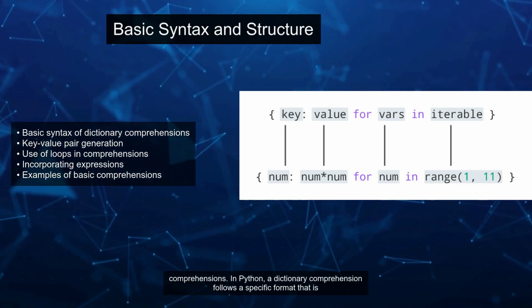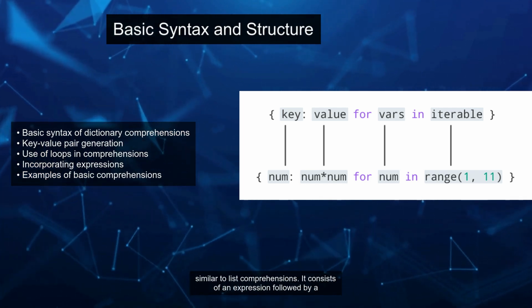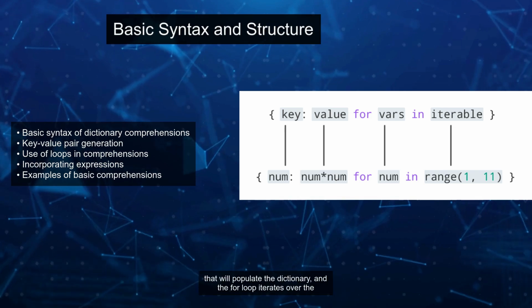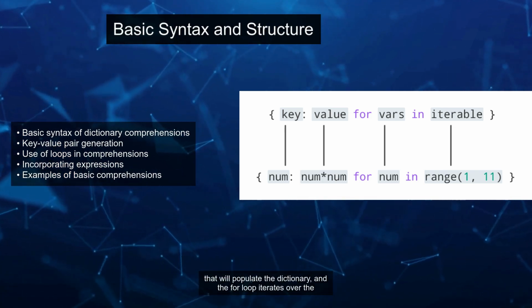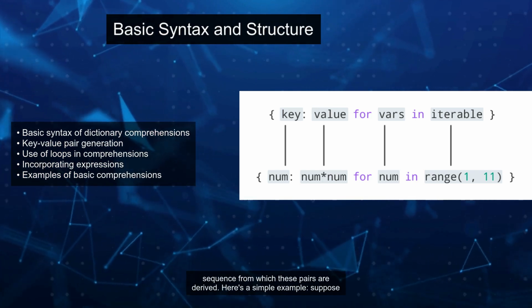In Python, a dictionary comprehension follows a specific format that is similar to list comprehensions. It consists of an expression followed by a for loop enclosed within curly braces. The expression specifies the key value pair that will populate the dictionary, and the for loop iterates over the sequence from which these pairs are derived.